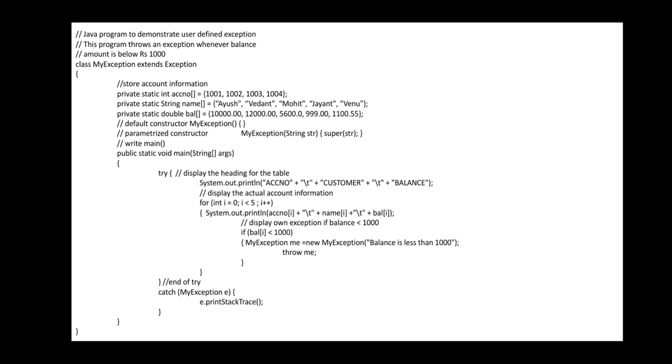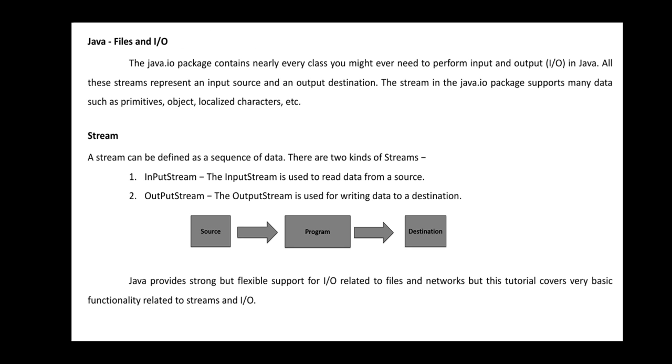So I will go with the next topic, Java files and IO operations. How can files and IO operations be used within the Java programming language? In detail, we are going to learn what is meant by the files as well as IO packages. IO means input output packages.